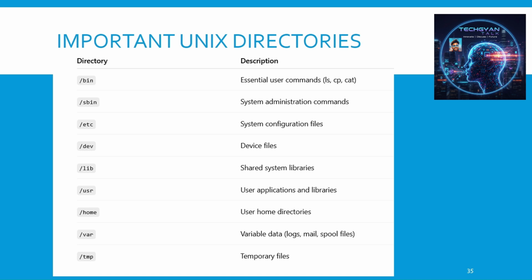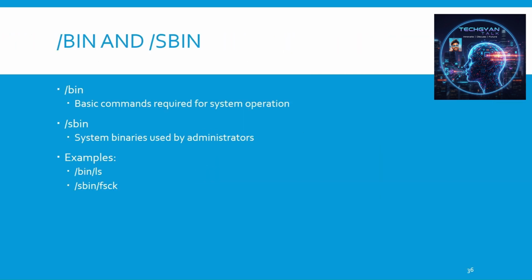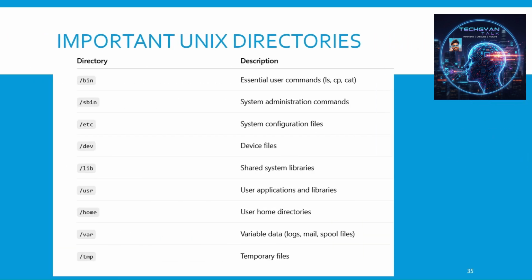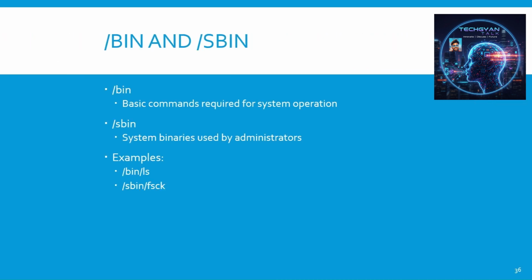Important Unix directories: /bin, essential user commands like ls, cp, cat; /sbin, system administration commands; /etc, system configuration files; /dev, device files; /lib, shared system libraries; /usr, applications and libraries; /home, user home directories; /var, variable data like logs, mail, spool files; /tmp, temporary files.